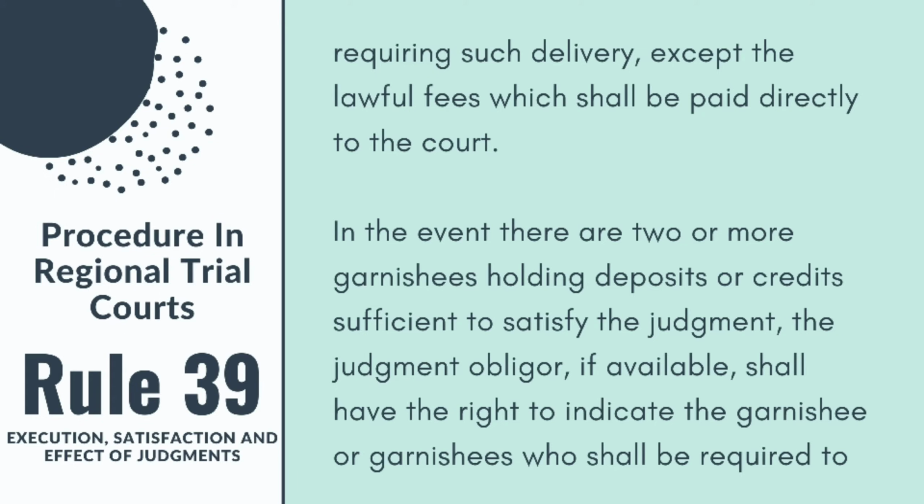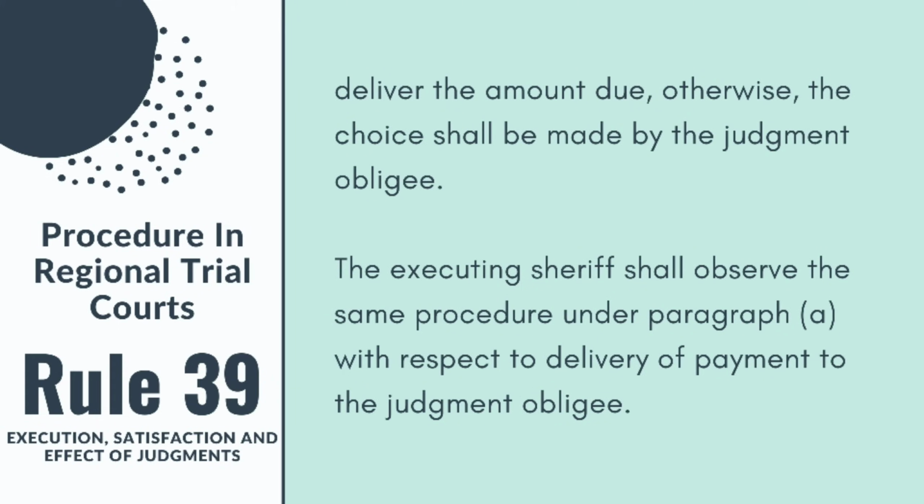In the event there are 2 or more garnishees holding deposits or credits sufficient to satisfy the judgment, the judgment obligor, if available, shall have the right to indicate the garnishee or garnishees who shall be required to deliver the amount due, otherwise, the choice shall be made by the judgment obligee. The executing sheriff shall observe the same procedure under paragraph A, with respect to delivery of payment to the judgment obligee.